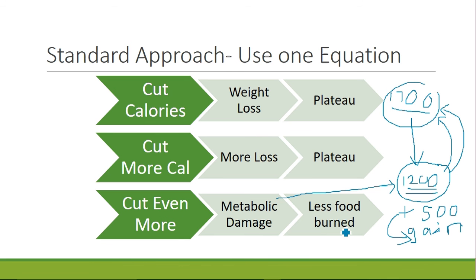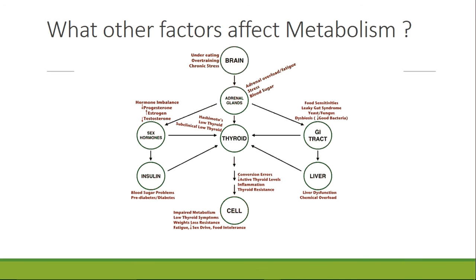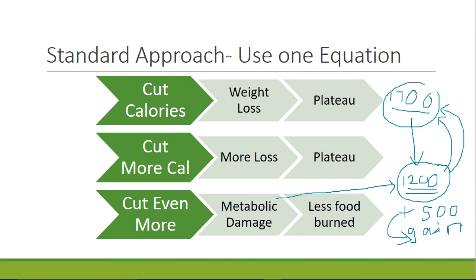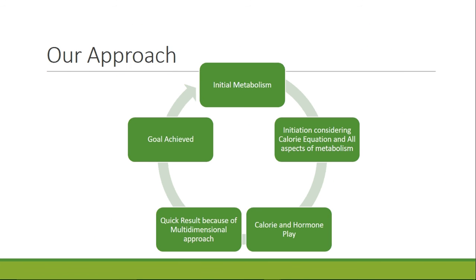So this is the vicious cycle that you get trapped in with the normal dieting approach. Why? Because this other very important equation is not considered, only this equation is considered. Now, how is our approach going to be? We will start initially with 2000 calories.